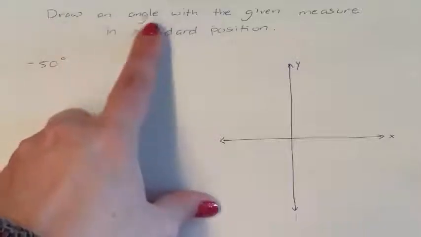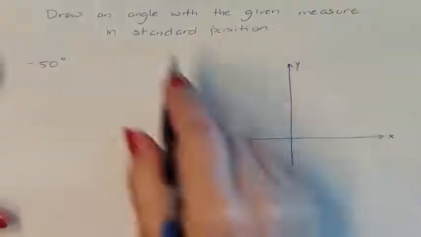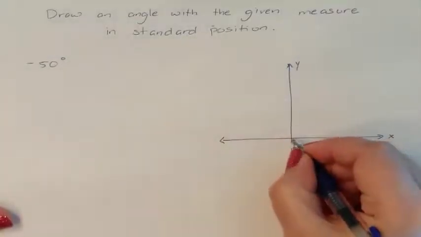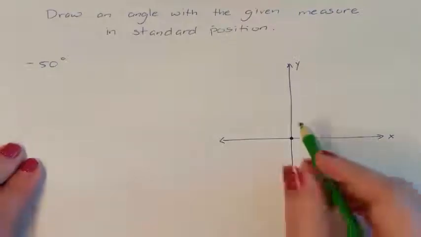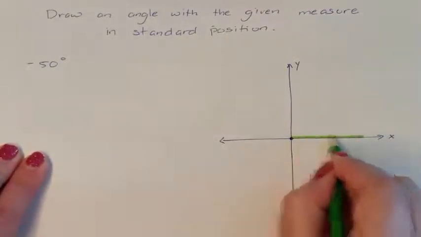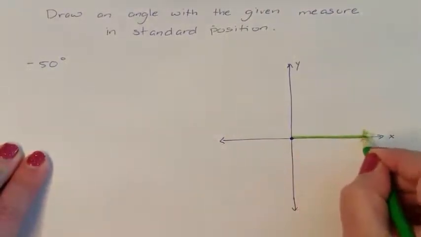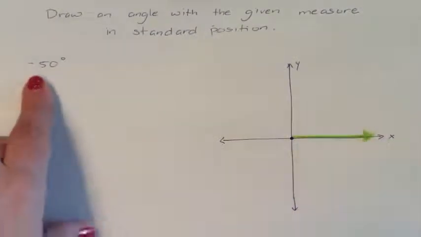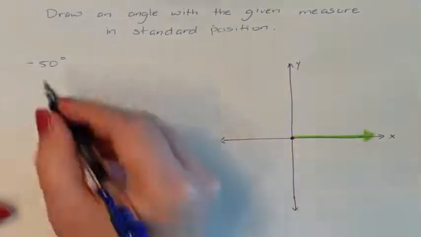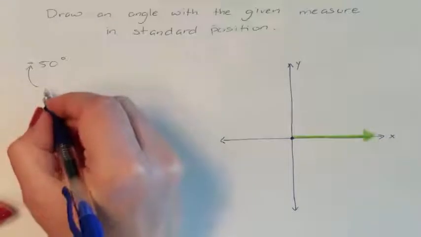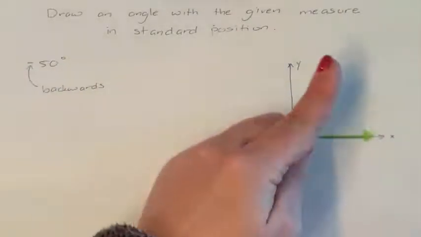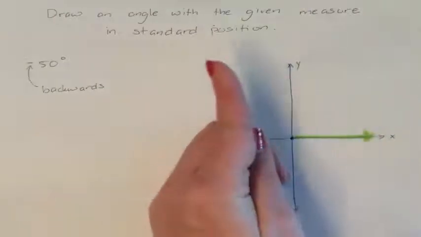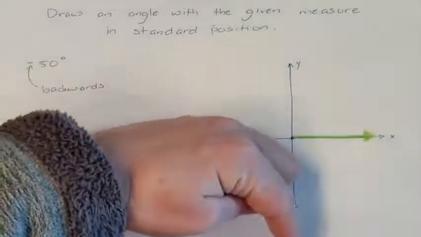So we're being asked to draw the angle negative 50 degrees in standard position. Standard position means the vertex needs to be right here at the origin, and our initial side is right here on the x-axis, the positive side of the x-axis. Now we're supposed to go negative 50. This negative sign tells us to go backwards. So we're used to starting here and traveling this direction, counterclockwise. Backwards says we have to start going down instead.